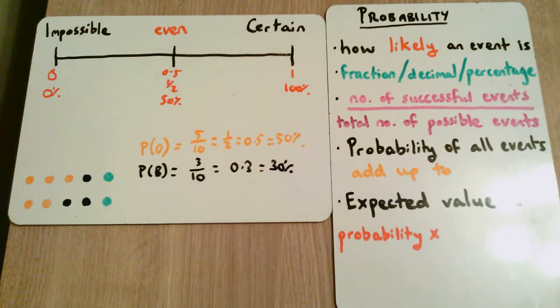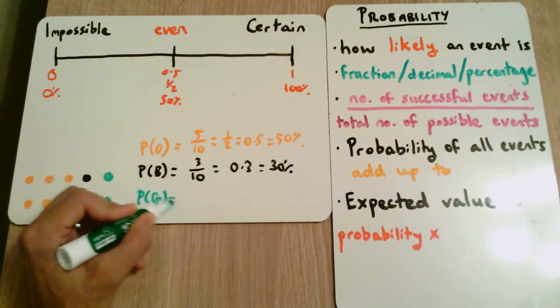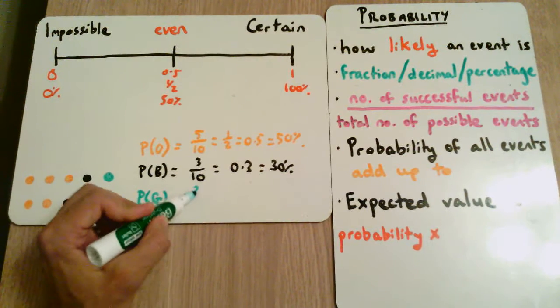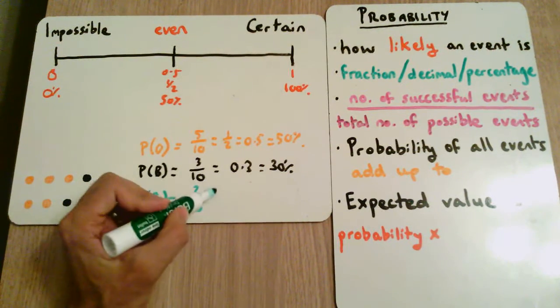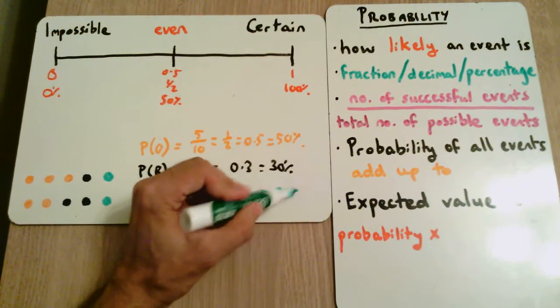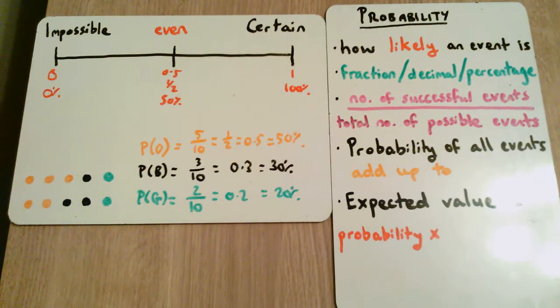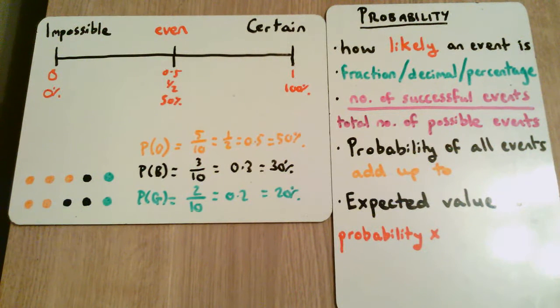And then finally, if we look at the green, the probability of picking a green is equal to 2 possible events out of 10 events in total, which is equal to 0.2 or 20%. So this is our correct notation for the probability of something occurring: the number of successful events divided by the total number of possible events.